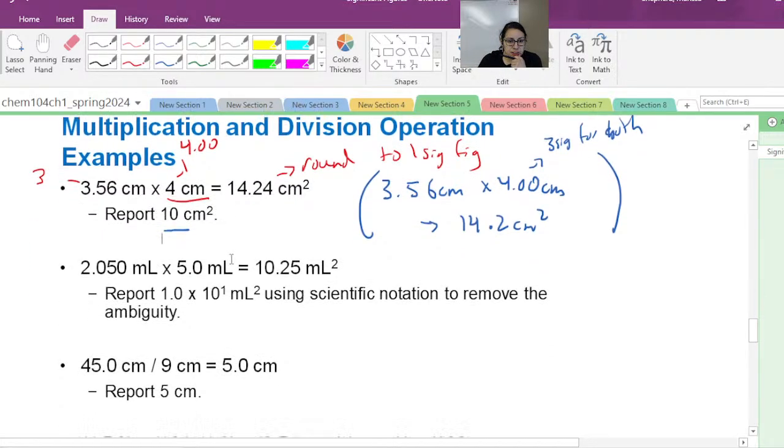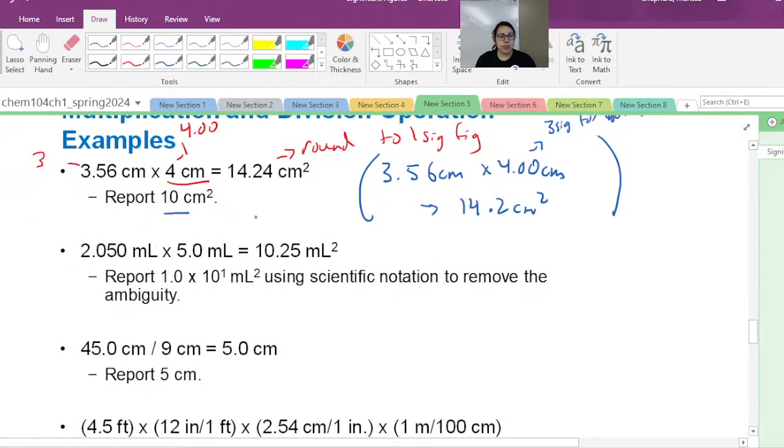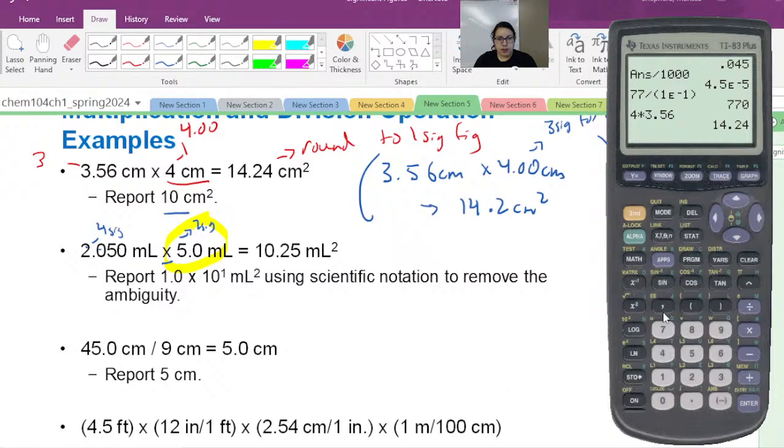Now let's look at this one. Same thing, we're doing multiplication. We have 4 sig figs in our first measurement, but now we only have 2 sig figs in our second. So now this is our limiting measurement, and that means our answer can only be to 2 sig figs. Let's punch it into the calculator so we can know that this text is correct.